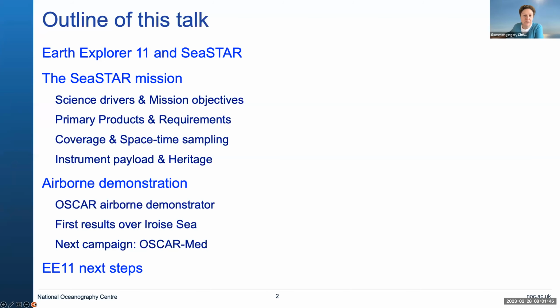So this is the outline of what I'm going to talk about today. First of all, SEASTAR and the Earth Explorer 11, just a few words about what that means. Then I'll go through the SEASTAR mission itself, going through the science drivers, the mission objectives, products, requirements, and so on. So the details of what we are proposing, and then some results from some airborne campaigns that we have performed in the last year.